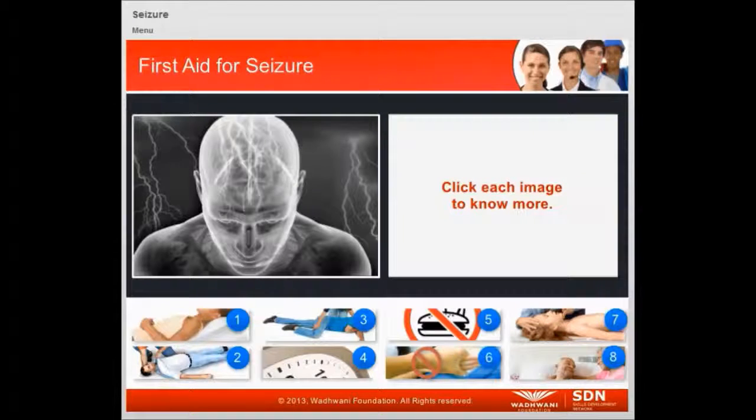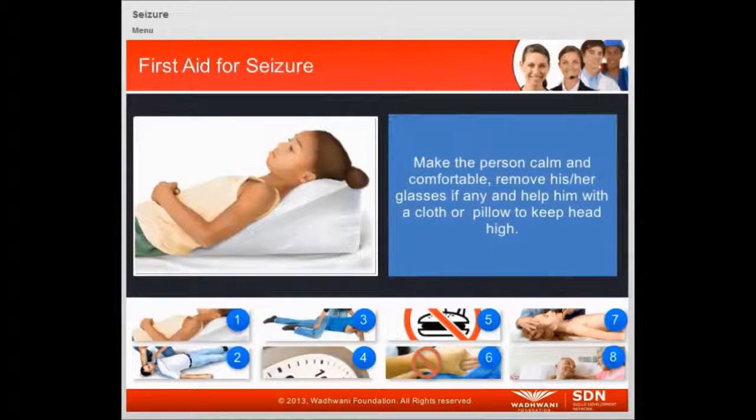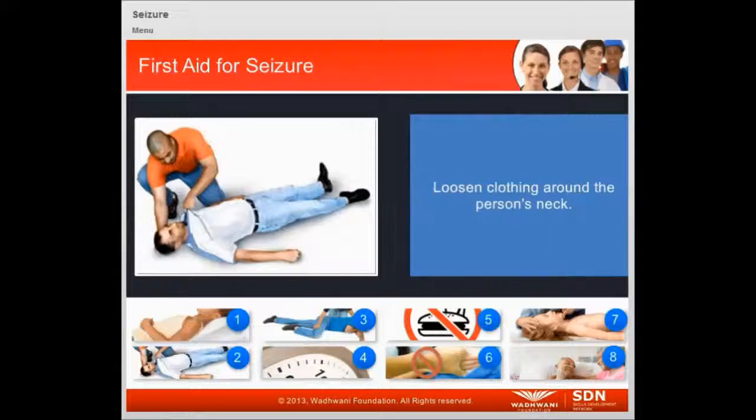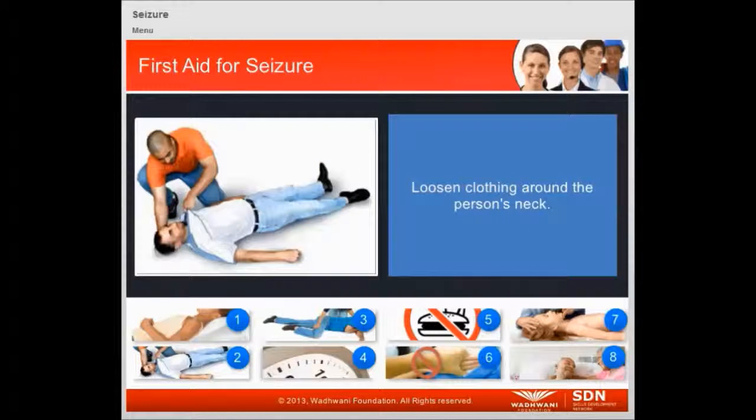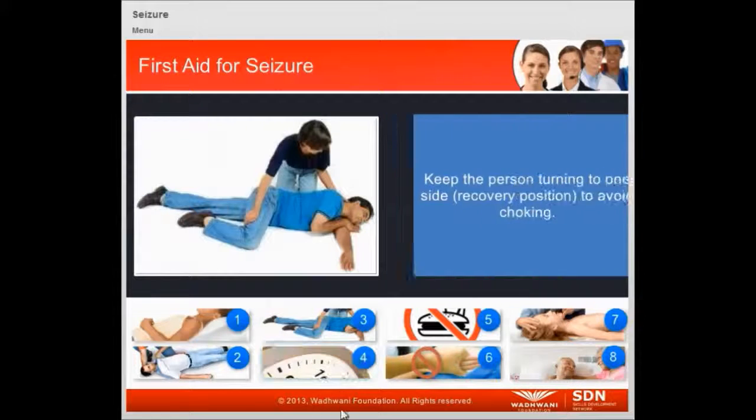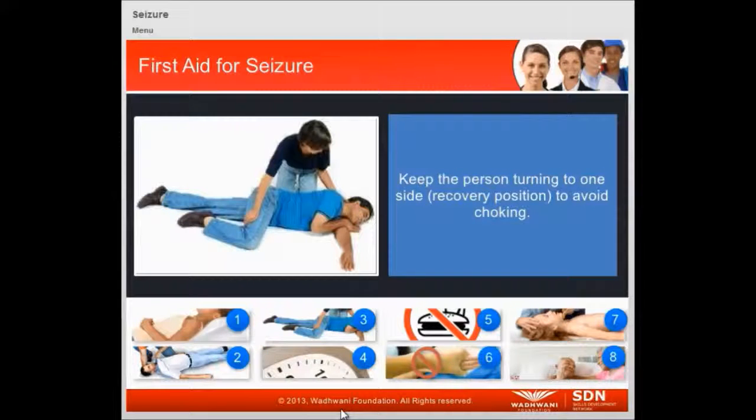Now let's see how to provide first aid in case of seizure. Click each image to know more. Make the person calm and comfortable. Remove his or her glasses if any, and help him with a cloth or pillow to keep head high. Loosen clothing around the person's neck. Keep the person turning to one side, recovery position, to avoid choking.